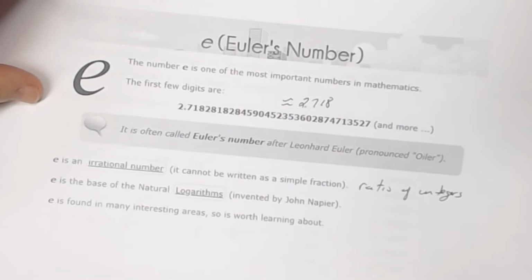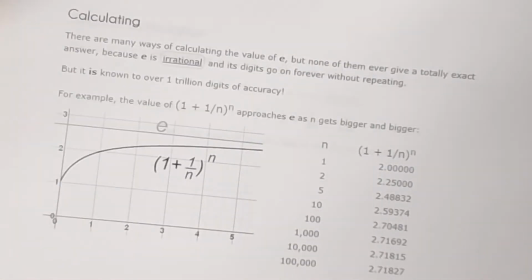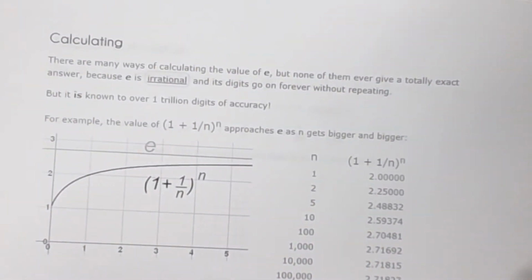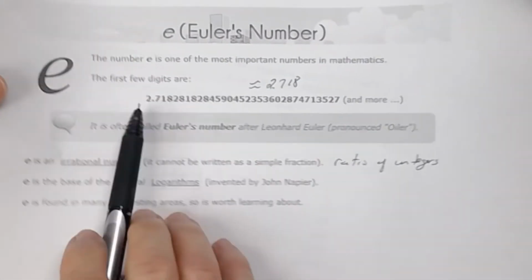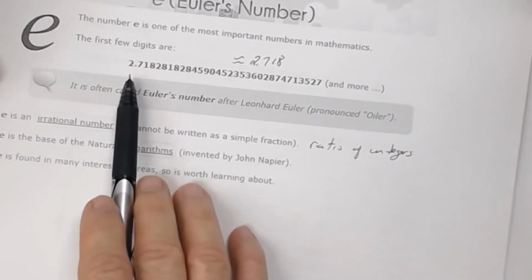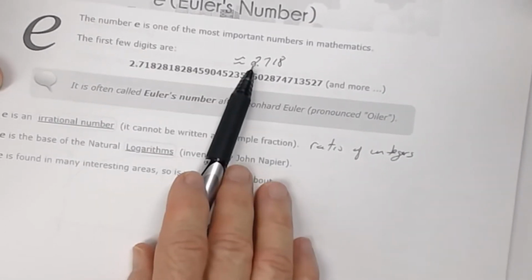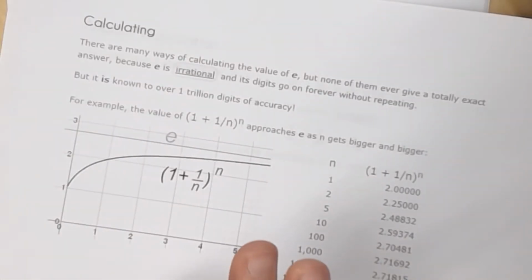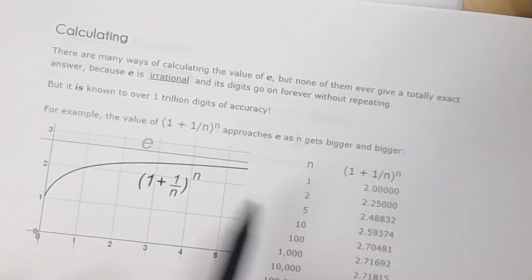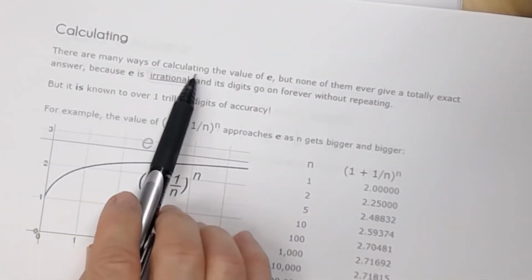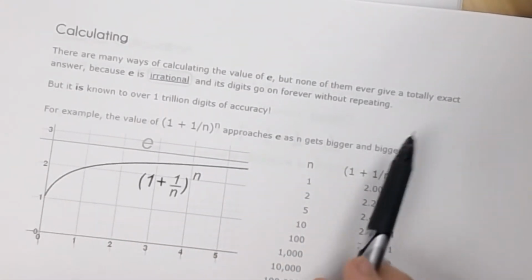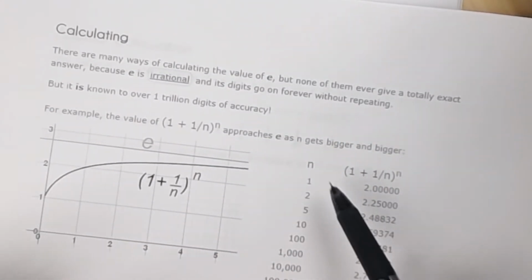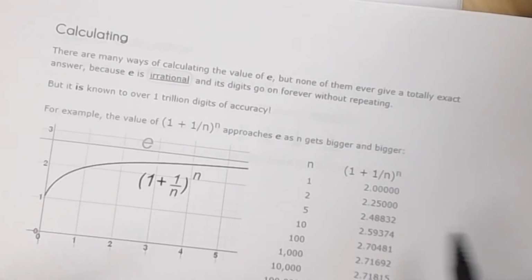Okay, now let's look at this part. So you may say, well, where did E come from? How do you know that E is approximately equal to this? All right, well, for you, you're just going to memorize that, right? You're just going to say E is approximately equal to 2.718. But here's where it really came from. There are many interesting ways of calculating the value E, but none of them ever gives a total exact answer because E is irrational. All right, so we just approximate it to 2.718.